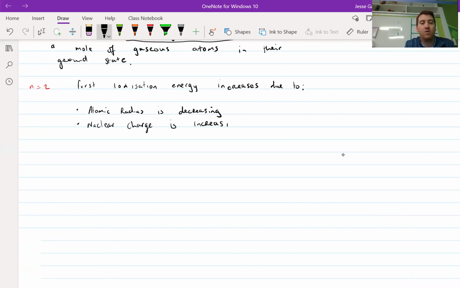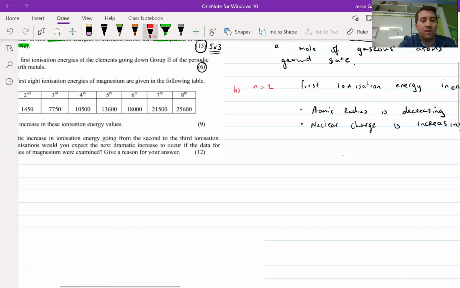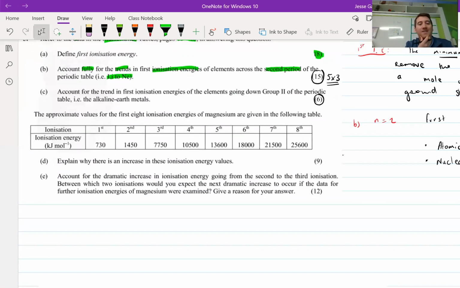Now, most of my students stopped here. What I'm saying to you though is that each of these is basically a scoring point. That's 3 and that's 3. So we've only got 6 marks so far out of the 15 that was going for this part B. So what else are they getting at?